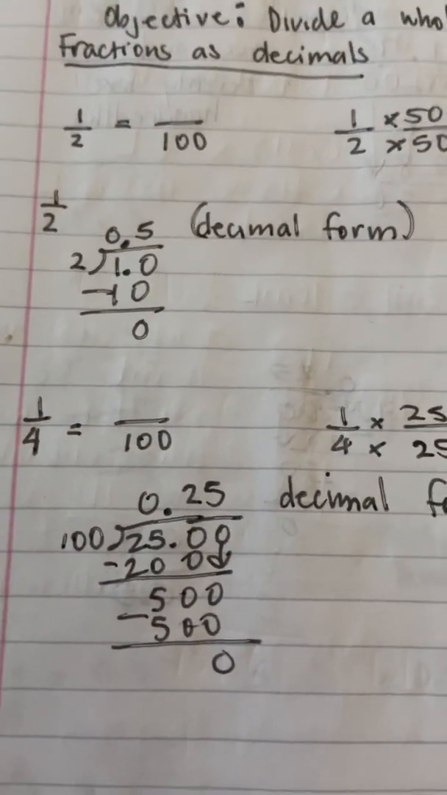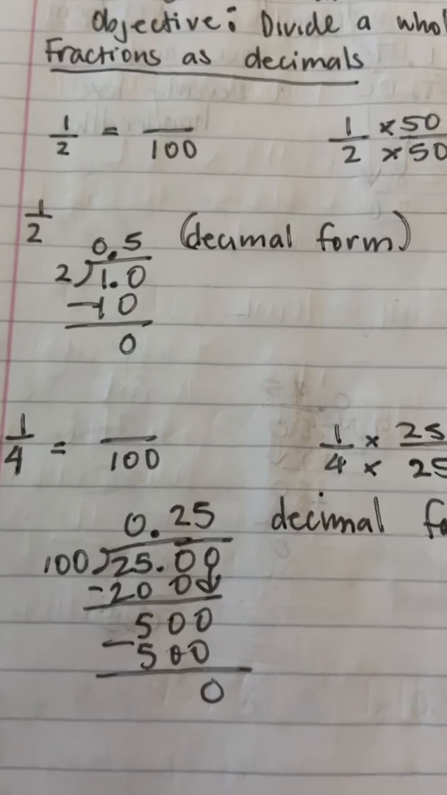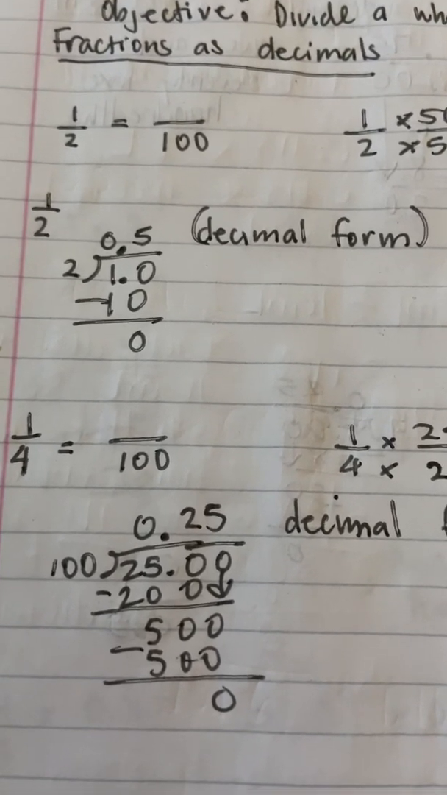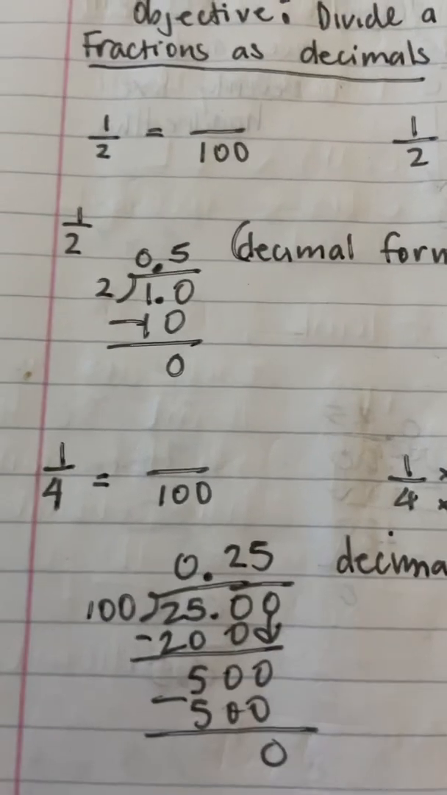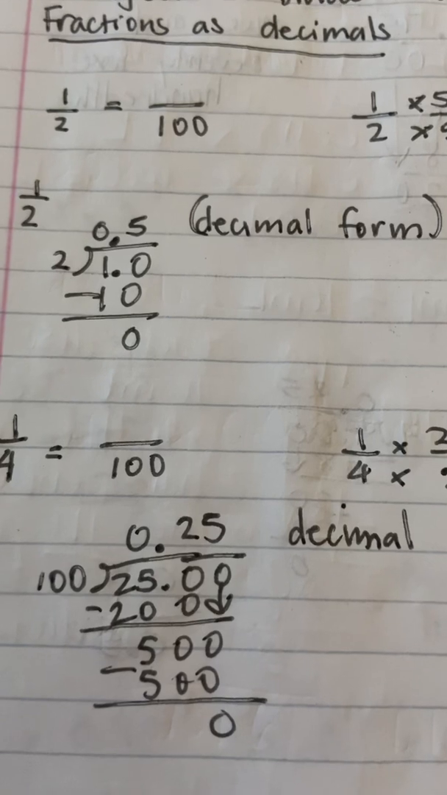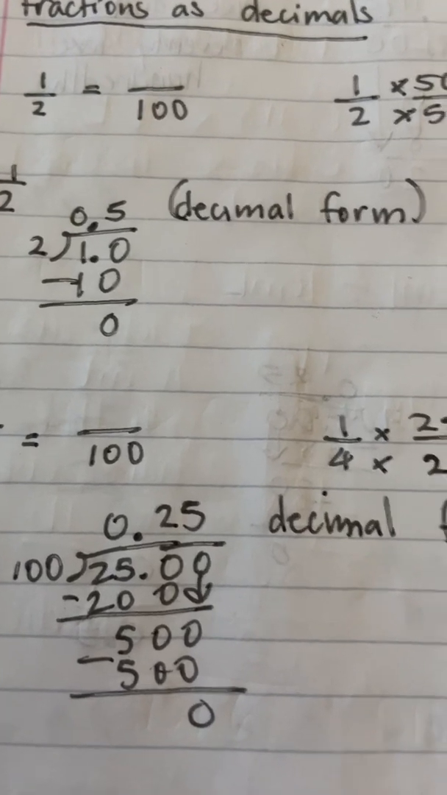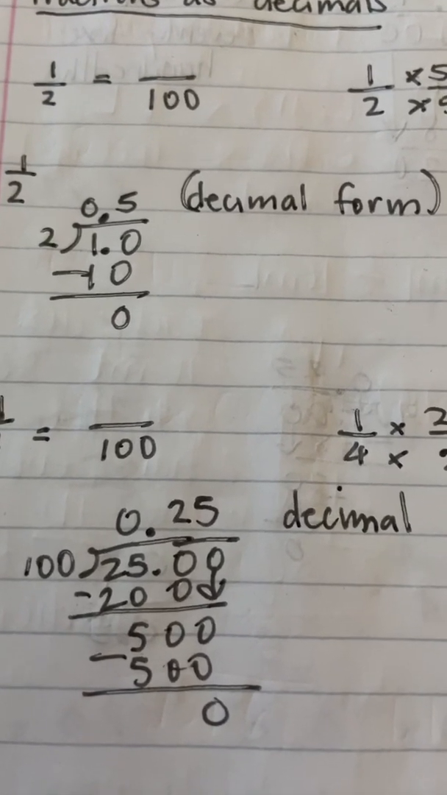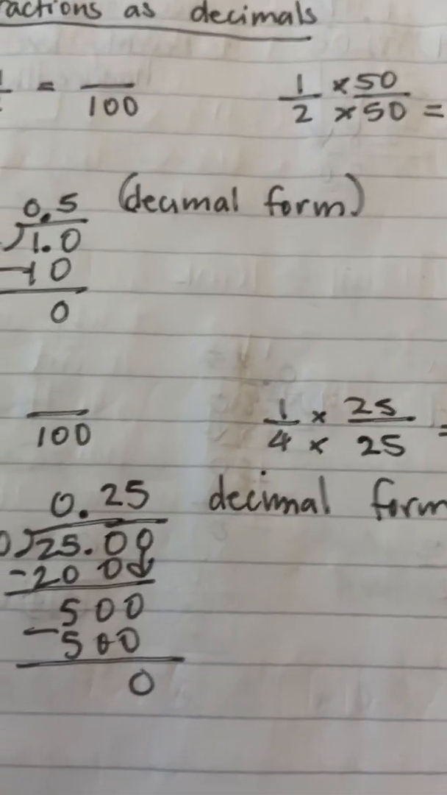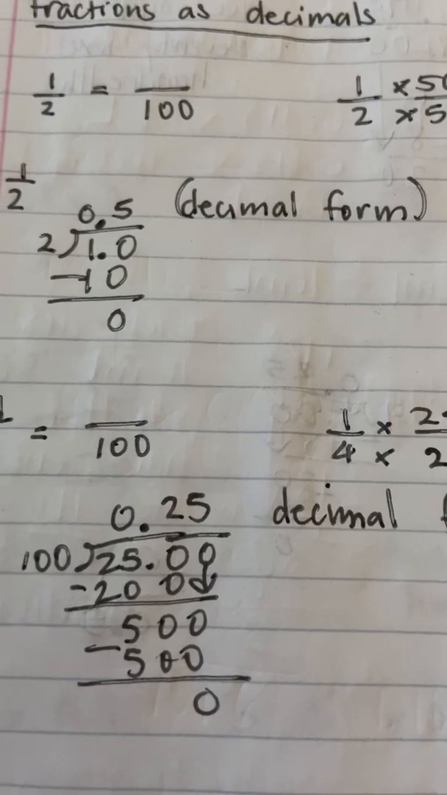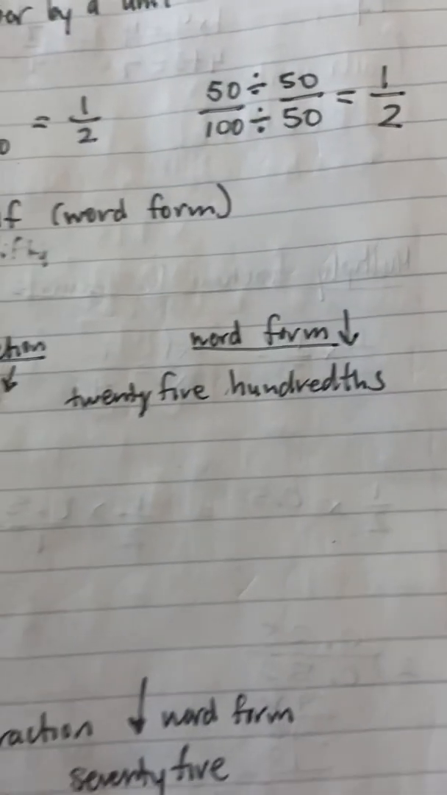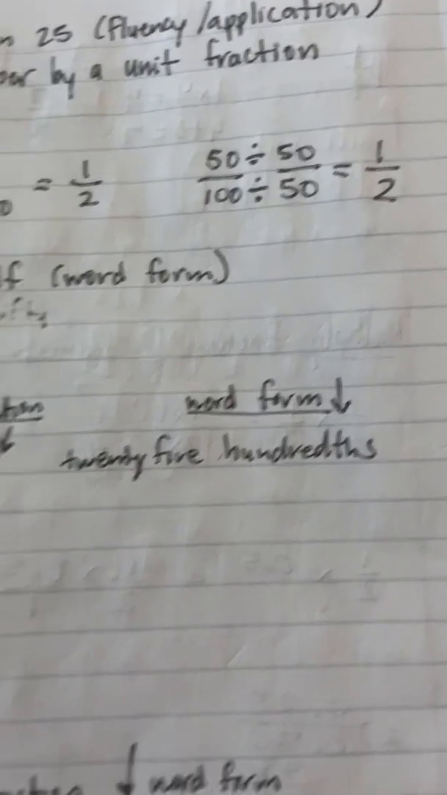To get decimal form, the 2, the denominator, becomes my divisor, and the 1, the numerator, becomes my dividend. 1 does not fit into 2, so I'm going to add a decimal and add a 0, so I get 10 tenths. 5 times 2 would be 10, so 10 take away 10 is 0. That would be my decimal form, 5 tenths. Word form, of course, half. And fraction form, 1 over 2, or half.